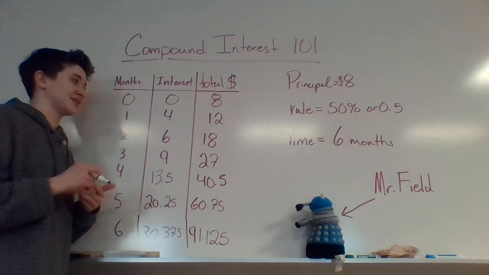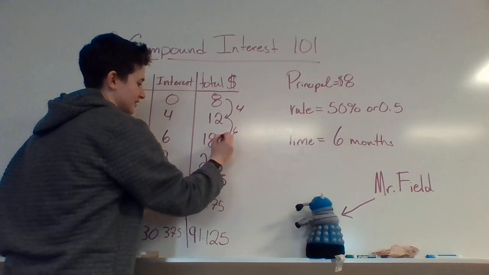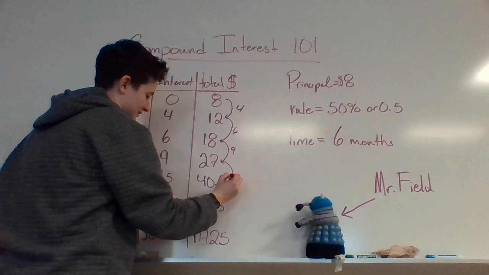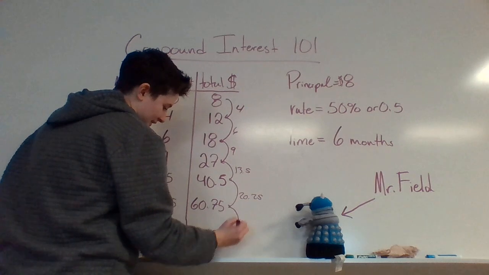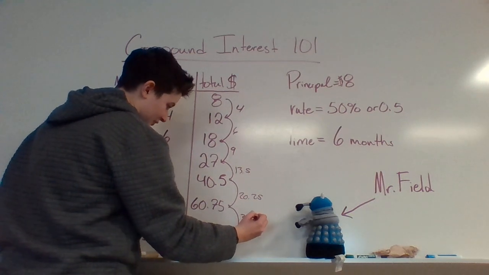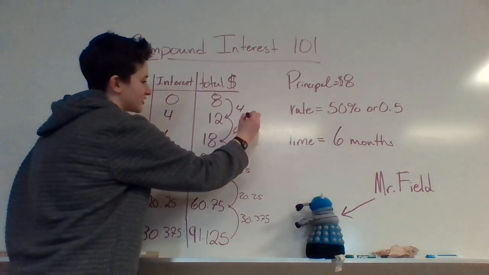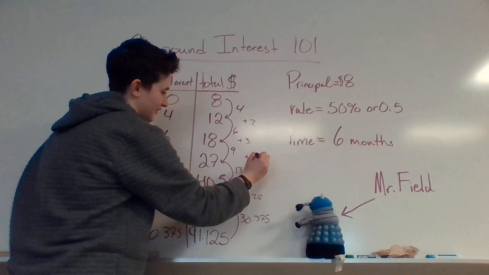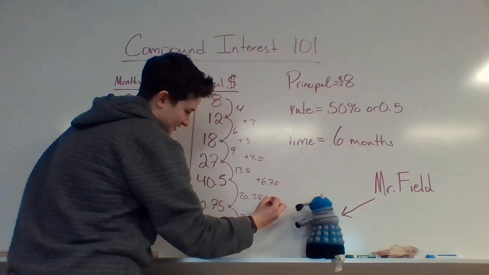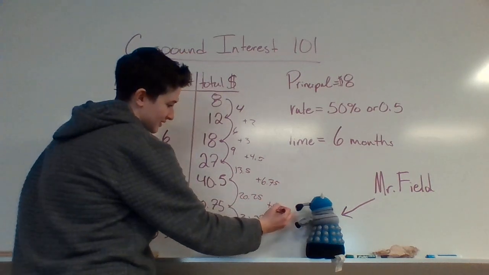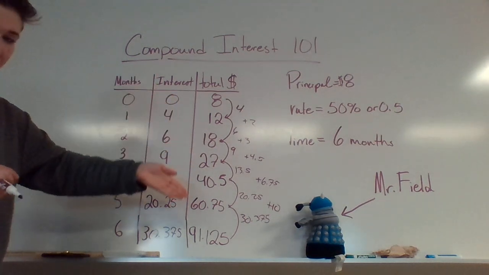Answer is no, I'm not adding the same thing. From here to here, I added $4. From here to here, I added $6. Then I added $9. Then I added 13.5. Then I added 20.25. Then I added 30.375. Okay? There's not even a consistent pattern. This is +2, then +3, then +4.5, then +6.75, plus, I don't even know, 10 something. It's not even consistent. Okay? The growth pattern is crazy.